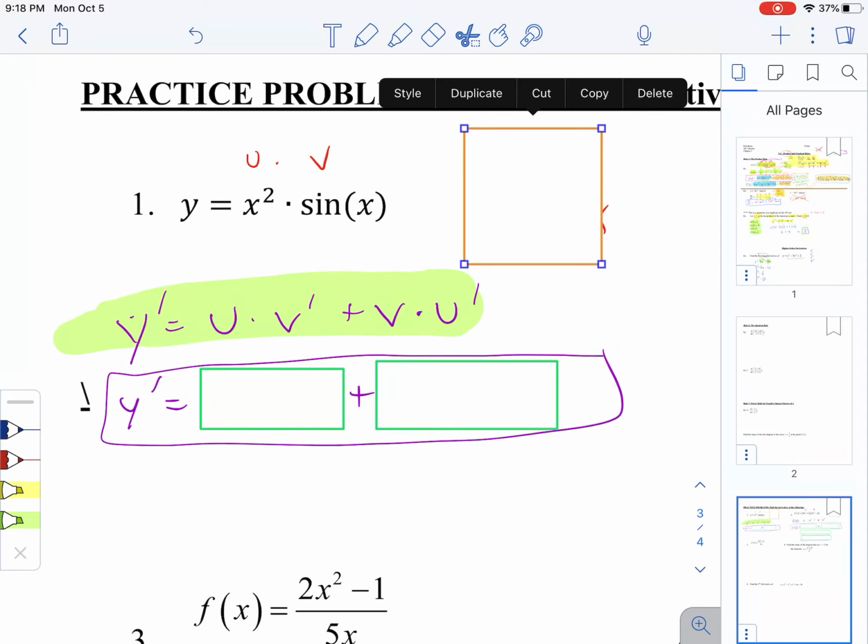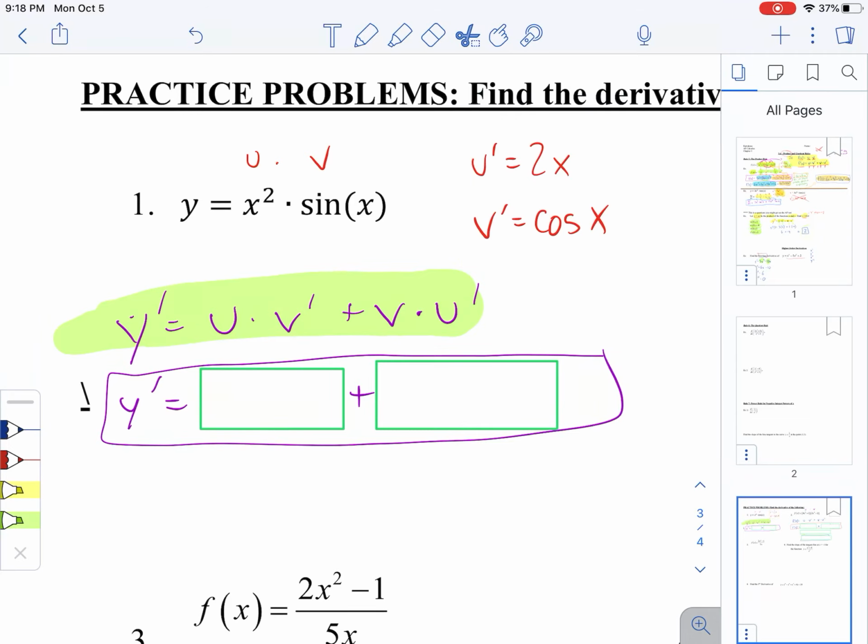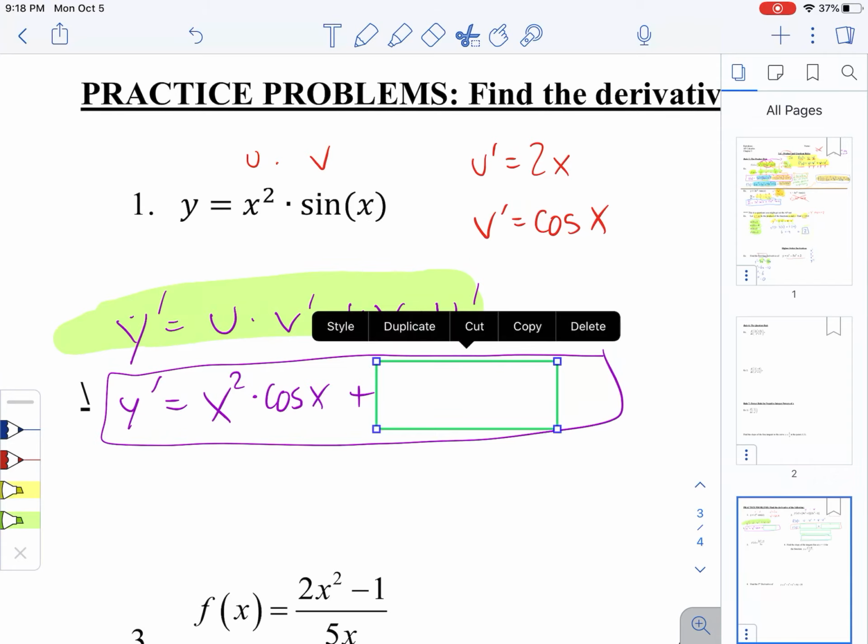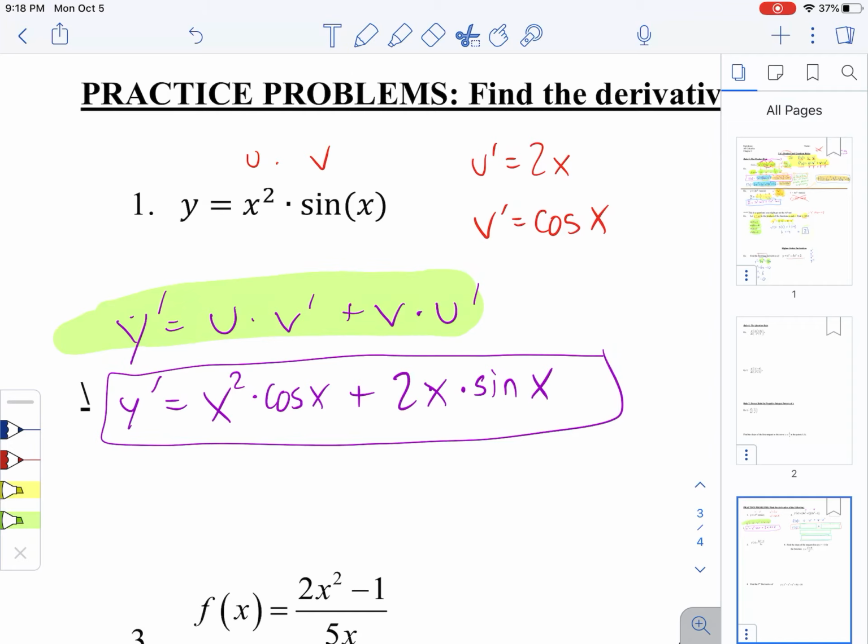Okay, welcome back. Hopefully you declared your u and v, like I did, and then you find your u prime and v prime. There they are: 2x and cosine of x. Now drop them where they belong. u times v prime is x squared times cosine of x. Be careful not to flip anything around, not to use a v instead of a v prime, or a u instead of a u prime, or vice versa.